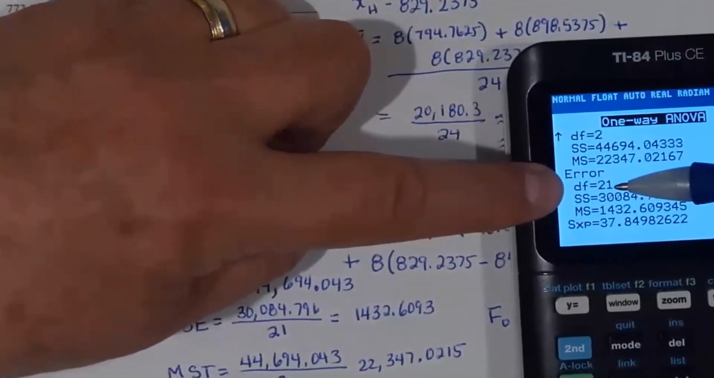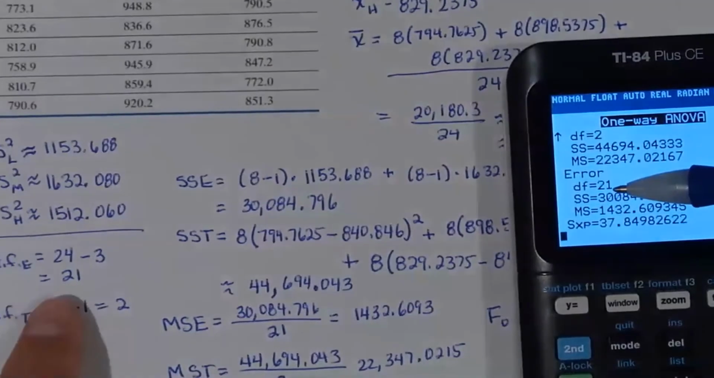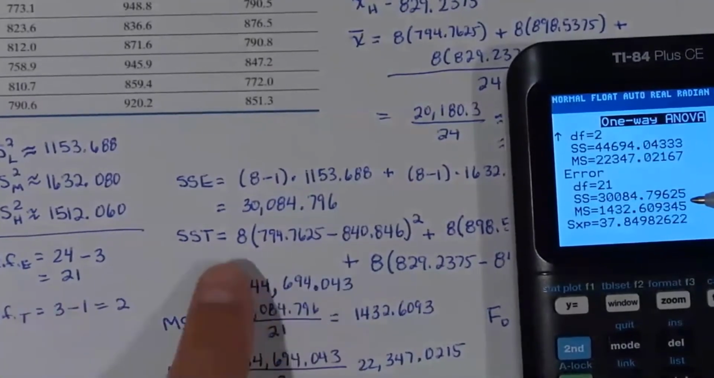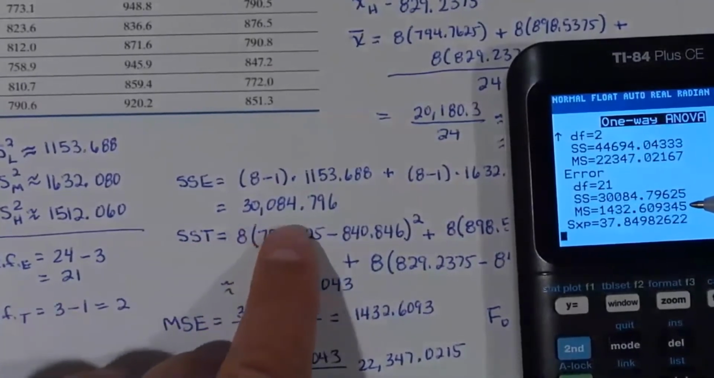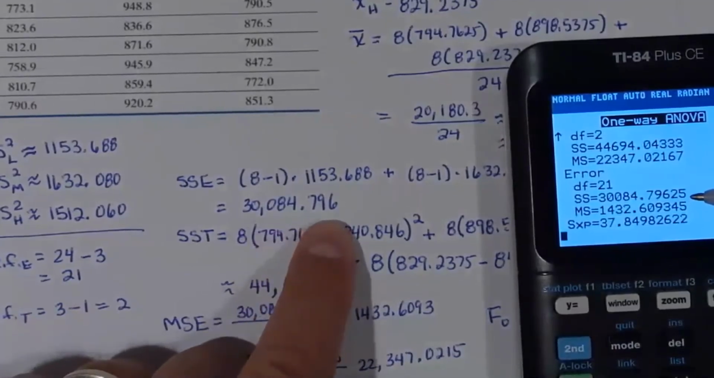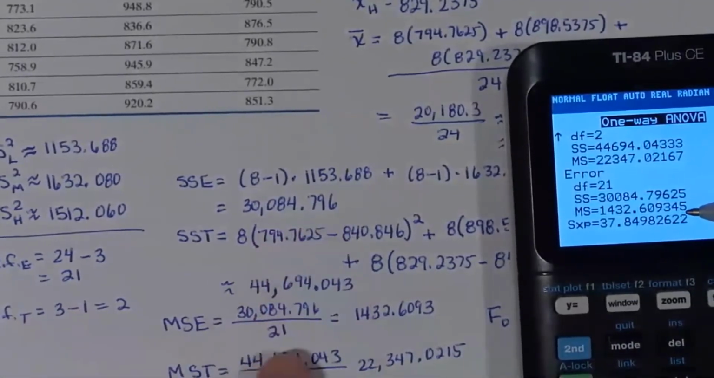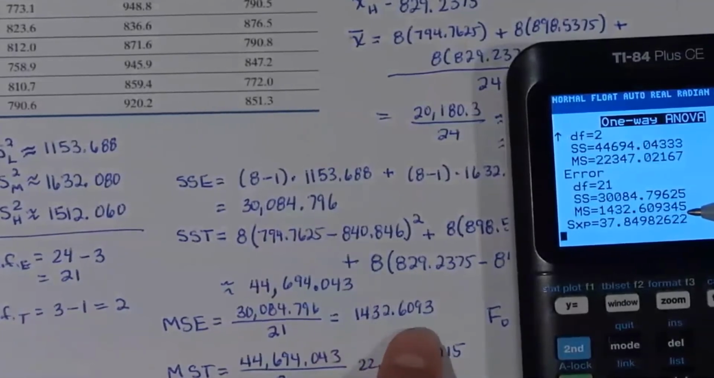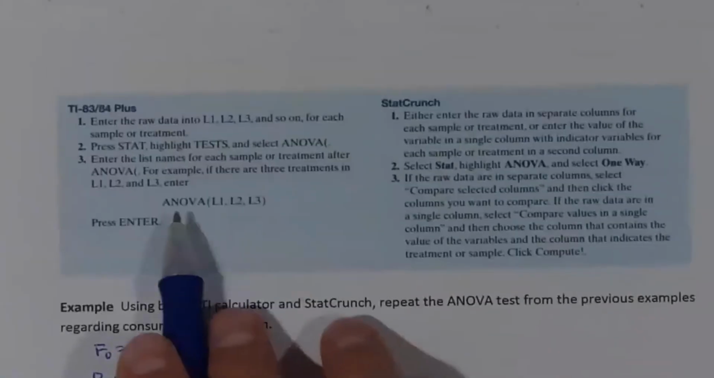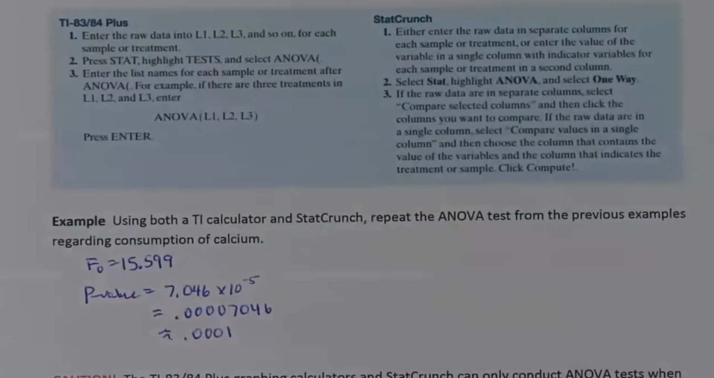So there's the degrees of freedom due to error, 21, the same thing we got by hand. The sum of the squares due to error, 30,084.796. And then the mean squares due to error, 1432.6093. Again, we agree with all of those by hand calculations. So basically, the calculator gives you all of the information that goes in an ANOVA table. So again, we can do this by using the calculator.